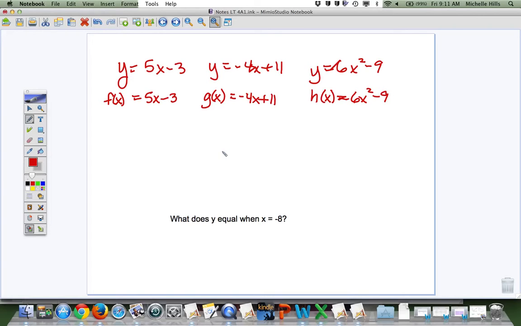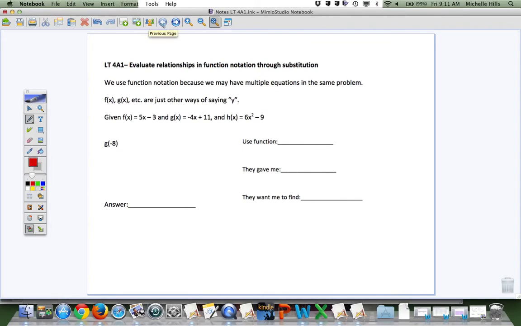There are other things later on when you get to pre-calculus and beyond where they might say, hey, find f of g of negative 8. And we'll come back and look at that one in just a minute and see what that's really asking us to do. But let's go back here. They say find g of negative 8.